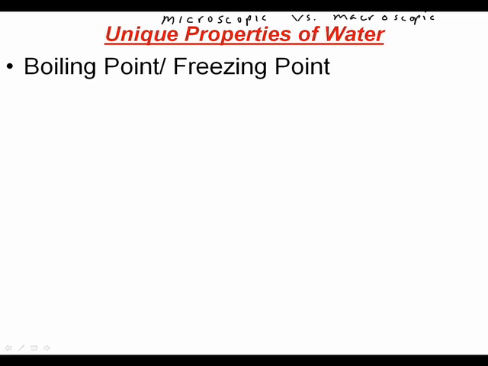So one of the recurring themes in this class is microscopic, that is on the atomic level, versus macroscopic. And once you understand the microscopic, a lot of the macroscopic falls into place. For example, the boiling point and freezing point of water are extraordinarily high.